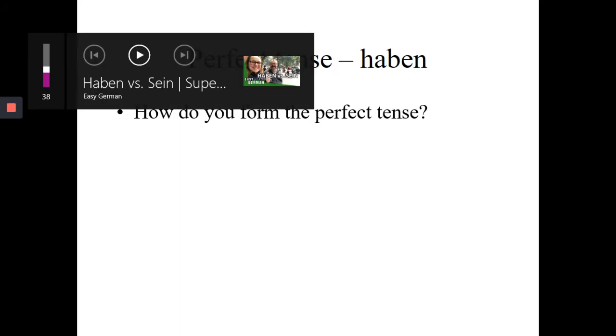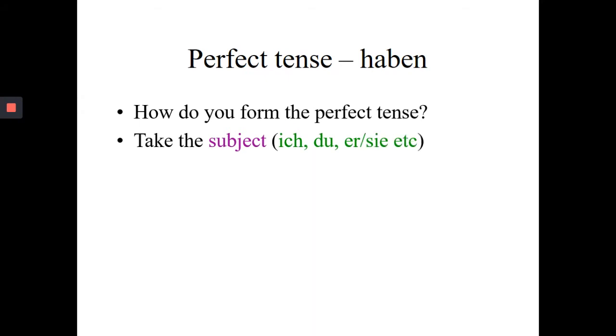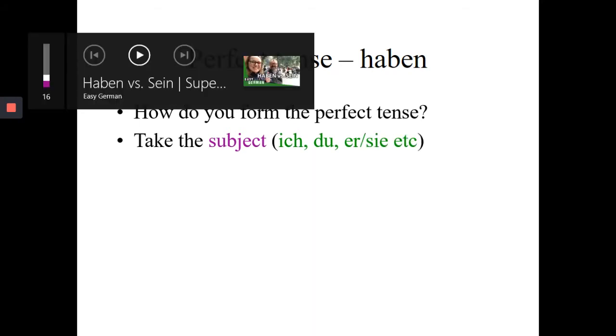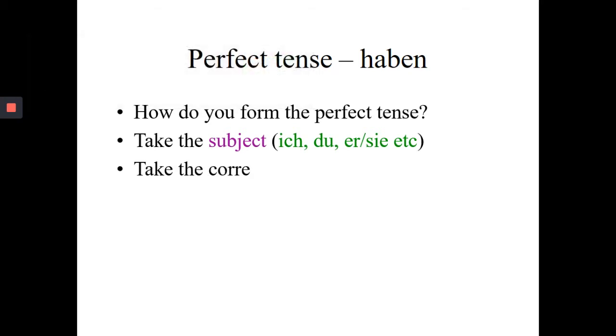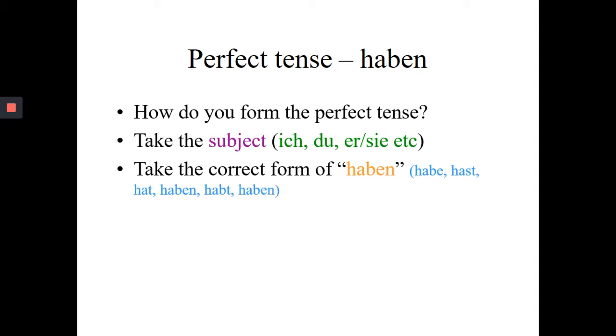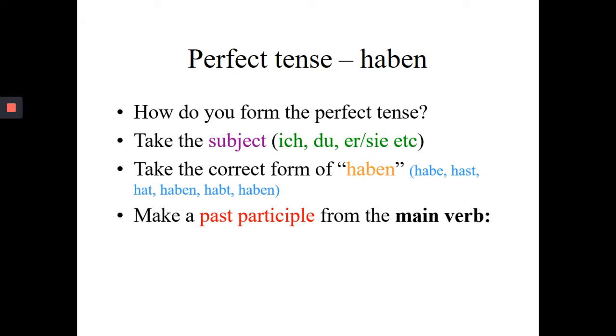So how do you form the perfect tense? How do you say what you have done? Well, you take the subject, so whoever has done the verb. So that can be ich, du, sie, es, etc., the right pronoun. Take the correct form of haben, either of those ones that have just come up in blue there. And then you create a past participle from the main verb, so whatever it is you have done.